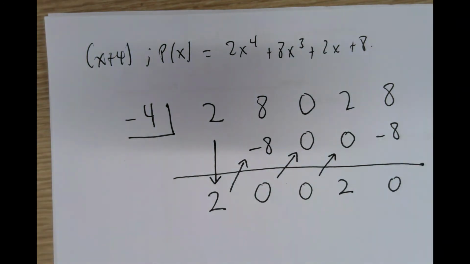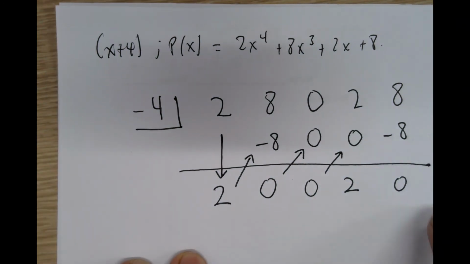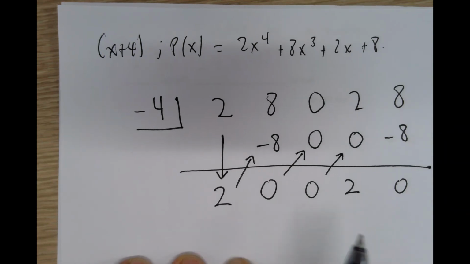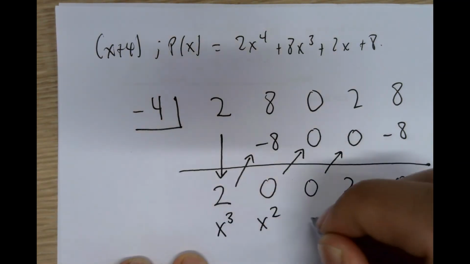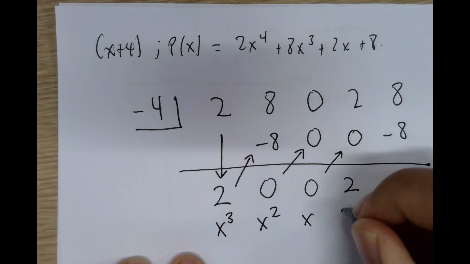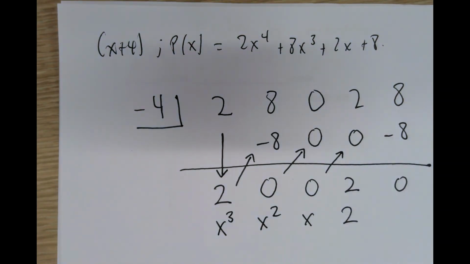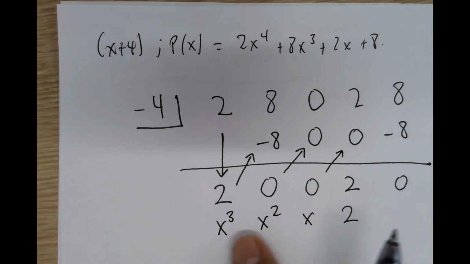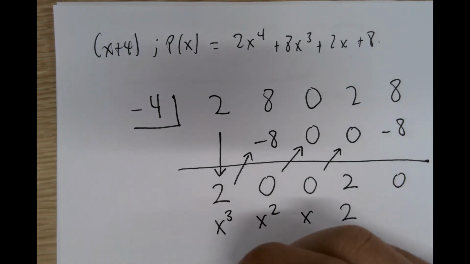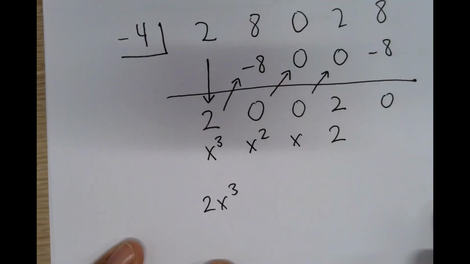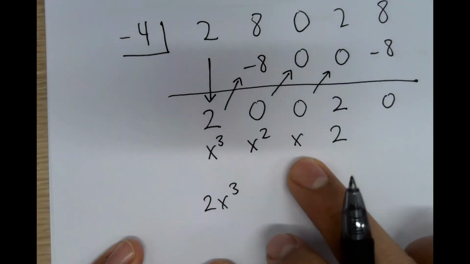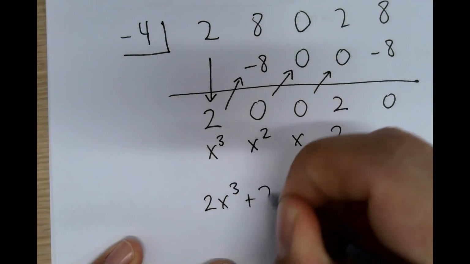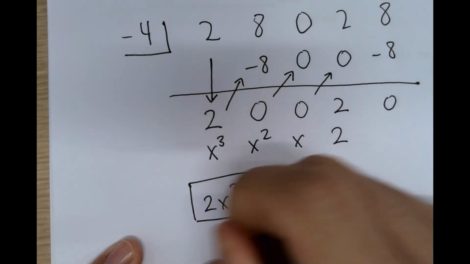Okay, so when we're filling in these terms, what I want you to see is that this term right here is going to be 1 less. So it's going to be x to the third, it's going to be x squared, it's going to be x, and then it's going to just be 2. Okay? So when we match these, this is going to be 2x to the third. It's going to be 0 of x squared, so we don't need to write it. It's going to be 0 of x, and then just plus 2. So our answer here would be 2x to the third plus 2.